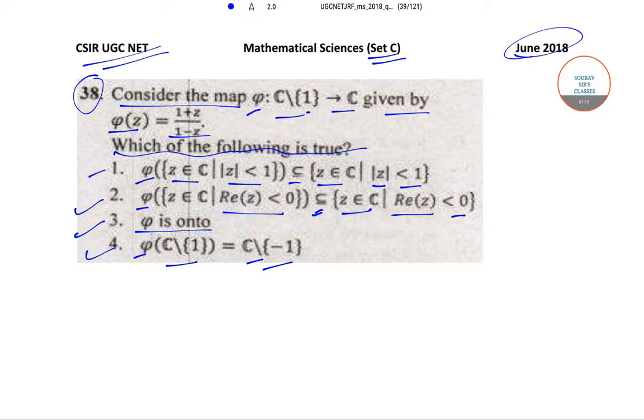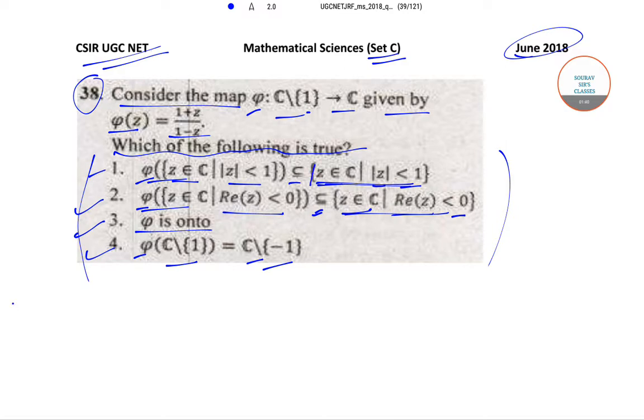So let's start off with the question. Now we've been given that phi of z is equal to (1 plus z) by (1 minus z). So we'll take some value from this very set. For options 1 and 2, we'll take values of z which satisfy these conditions, and we'll try to find out whether phi of that z is a subset of the set of elements from which z has been taken. So let's start off.